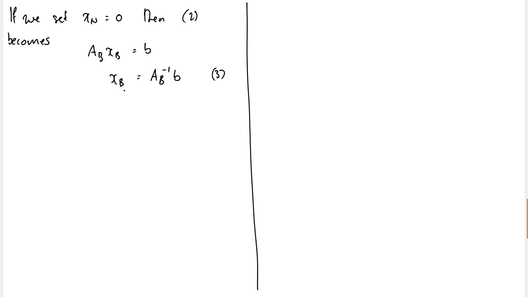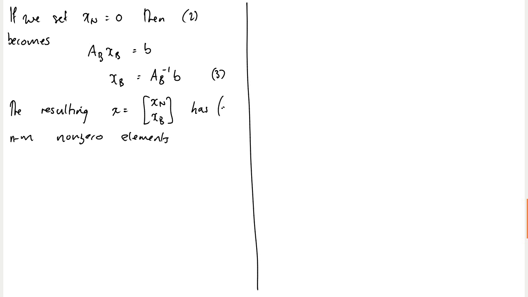Okay, so what we've got is xn equals 0, and xb is given by this expression here, so we've found a solution to our set of equations. Don't forget, because we've got that fat looking matrix A, it's an underdetermined system, so there are infinitely many solutions. We've just found one of them. So the resulting x, which is xn and xb, has at least n minus m non-zero elements. So that's what it says, has at least.